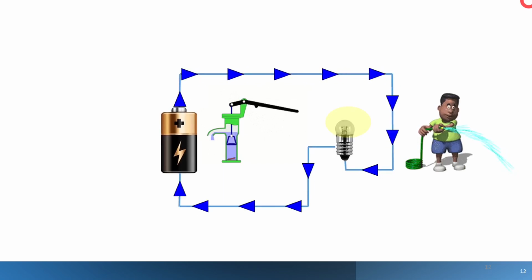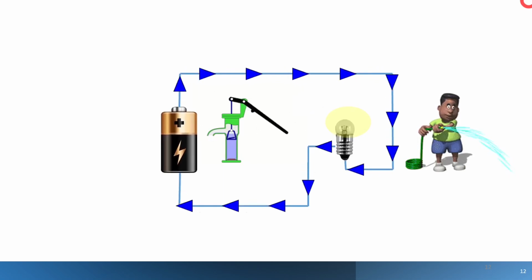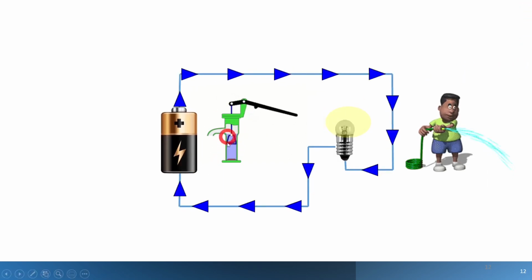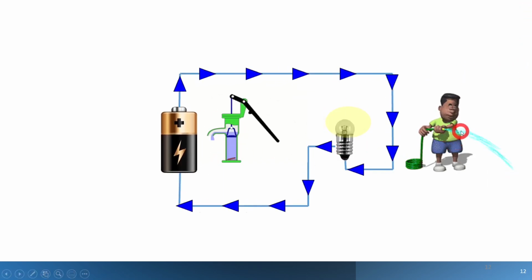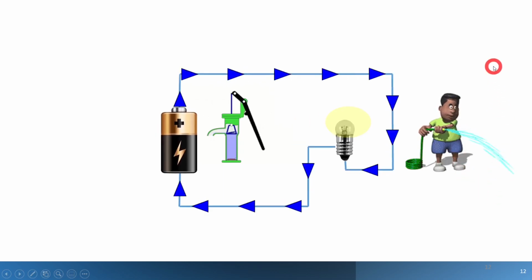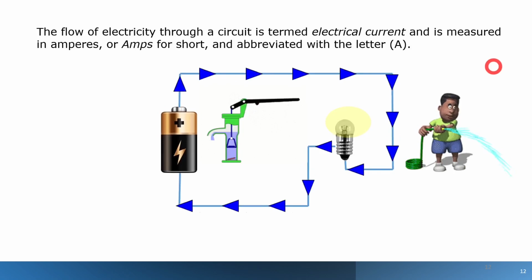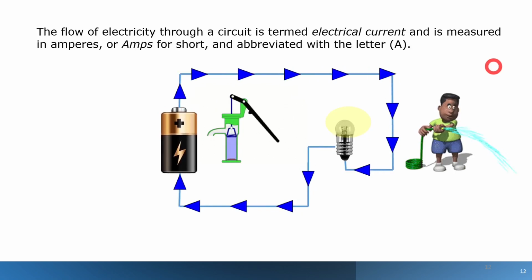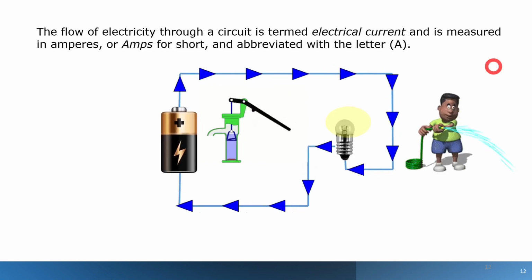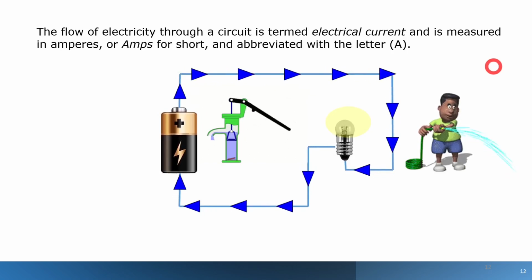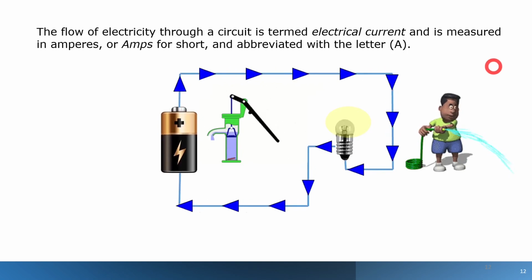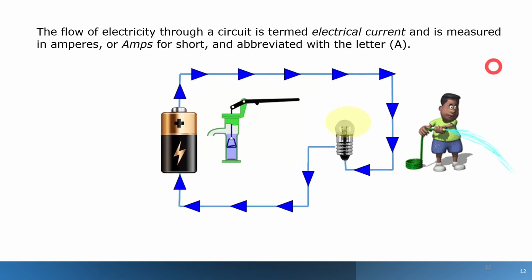Okay, you can think of using the pump analogy. The pump here that I'm depicting is the battery. The flow is the water that would be coming out of a hose that would be connected to that pump, and that flow that is moving through the wire is our definition of electricity. So the flow of electricity through a circuit is termed electrical current and is measured in amperes.